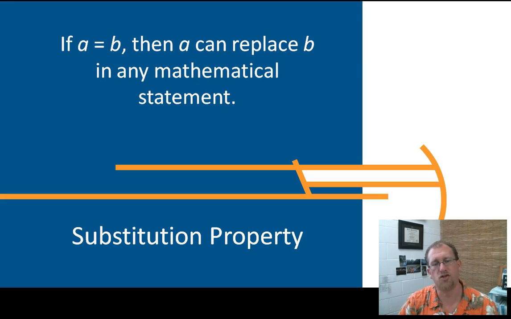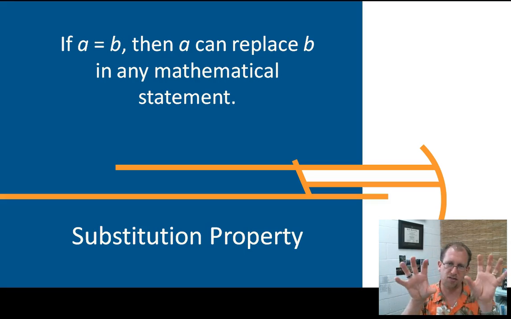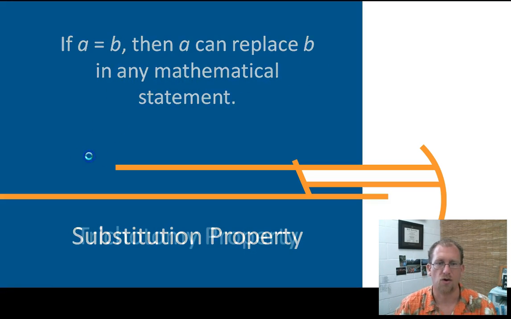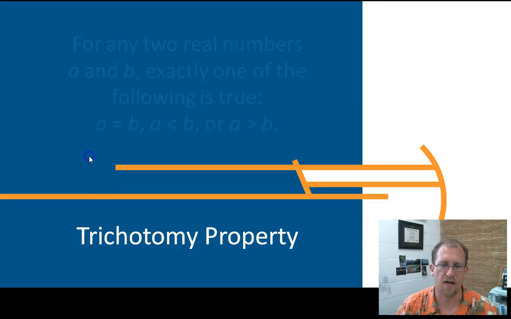Moving on, the substitution property, that if A equals B, then A can replace B in any mathematical statement. And again, you'll use this all the time in geometry. So if you have these two things that are equal, you can take one out and replace it with this other one, and the meaning hasn't changed, right? It is still the same thing. So we can look at that with several examples.